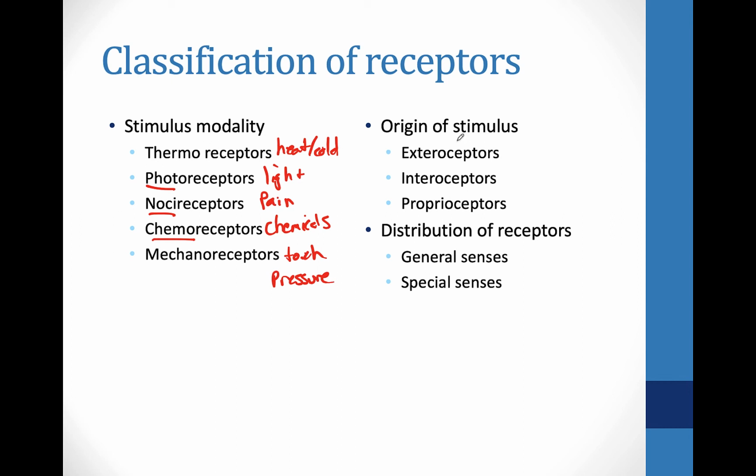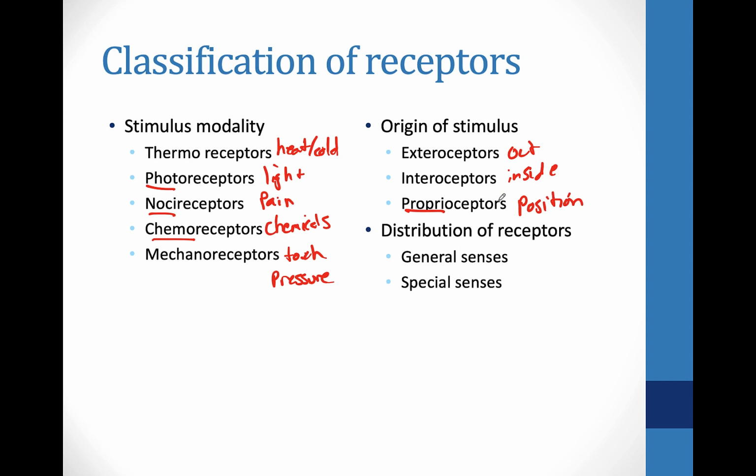We can also classify things based on where they come from. Extero is going to be outside of the body, so that's going to be things like vision, hearing, taste, smell, touch. The typical 5 senses that you learn in grade school. And then interoreceptors are things that are inside the body. So these are things that we may not be consciously aware of. Is your stomach full? Are your intestines moving? Is your bladder full? What's your blood pressure?